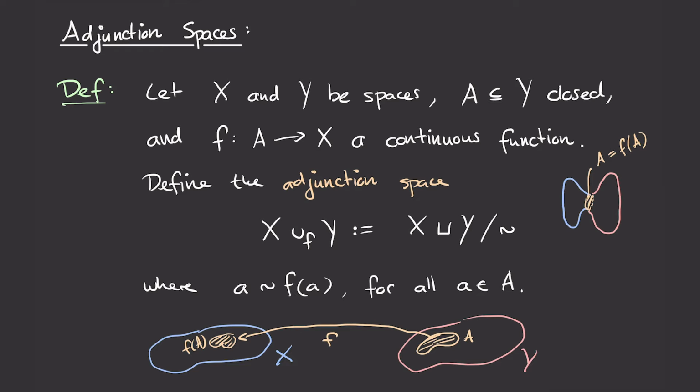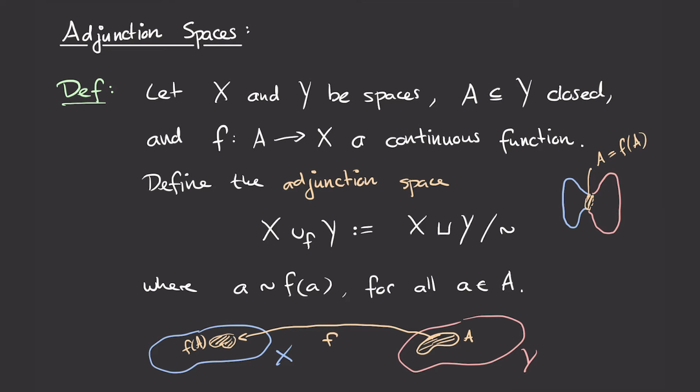Now, there are a few peculiarities about this definition which one needs to watch out for. The first of which is that this function f goes from a subspace of the space Y to the space X and not the other way around. So this means that a point in this set capital A can be identified with multiple points in X, but not the other way around.